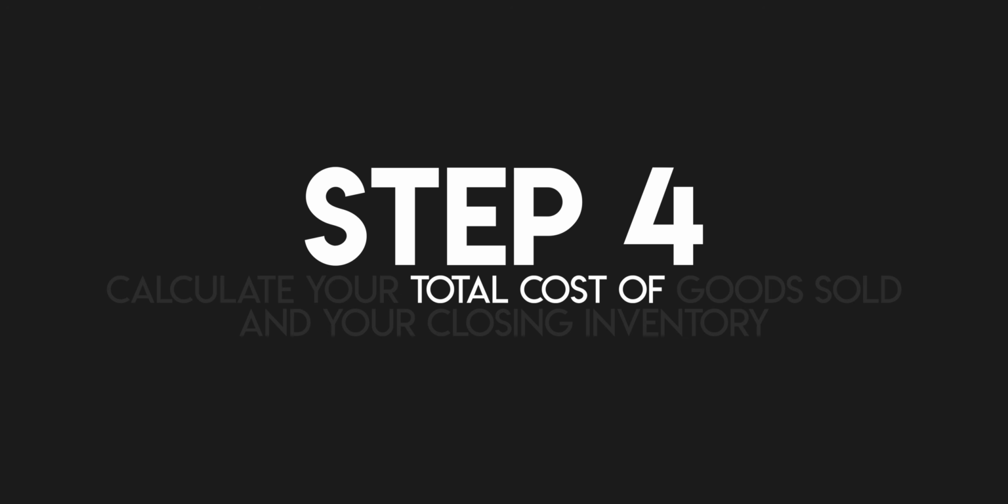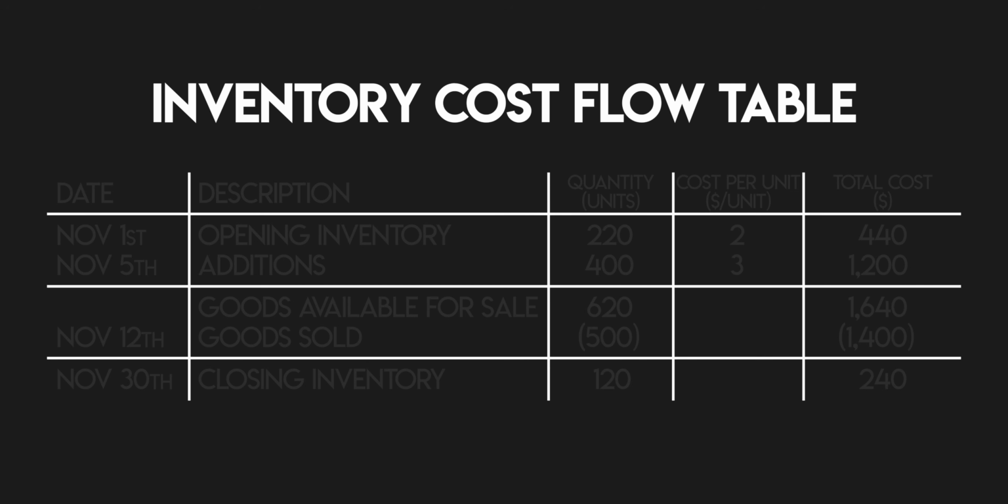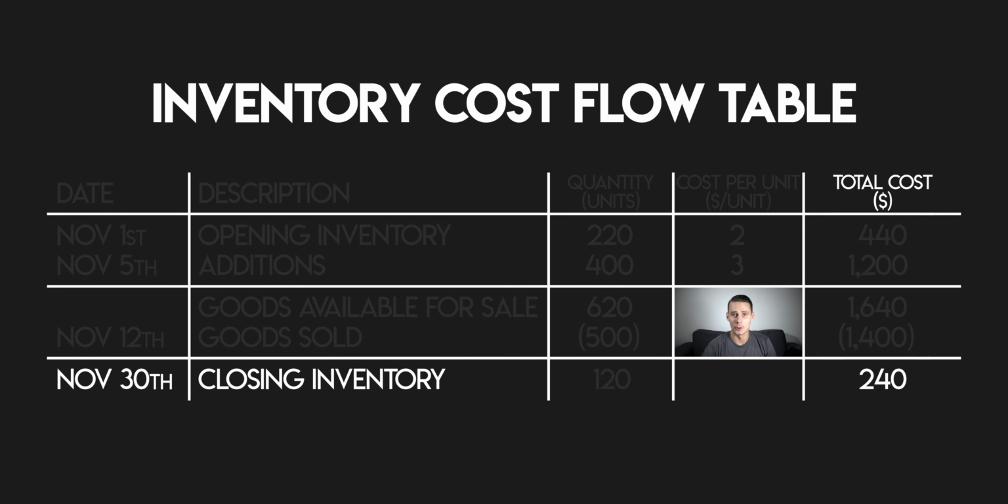Your total cost of goods sold for the month can be calculated by adding up your cost of goods sold for every sale that you've made. In this example, you only made one sale, so your total cost of goods sold for November is $1,400, and the total cost of your closing inventory is $240. Boom! You can use these same 4 steps to solve any inventory cost flow problem.